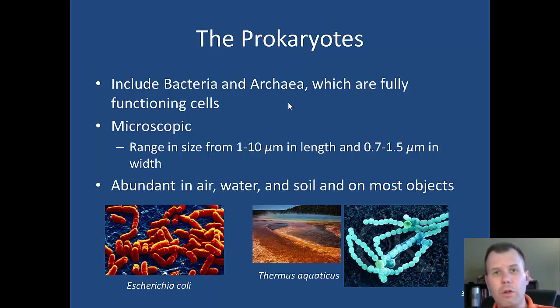Even though they live all over us and grow all over us, these are free functioning cells. So we really call these the first organisms around, and not the viruses. Bacteria are very small, and they range anywhere from 1 to 10 micrometers in length and about 0.7 to 1.5 micrometers in width. These are very small, but not nearly as small as the viruses.